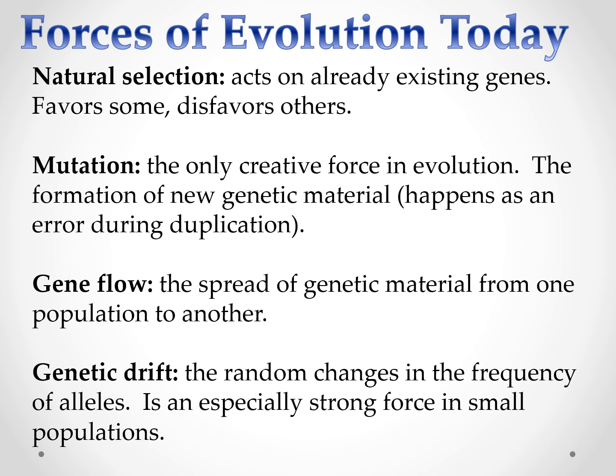Then we have gene flow, which is a spread of genetic material from one population to another. And finally, wrapping up here with gene drift or genetic drift, which is the random changes in the frequency of alleles, which is an especially strong force in small populations of creatures.